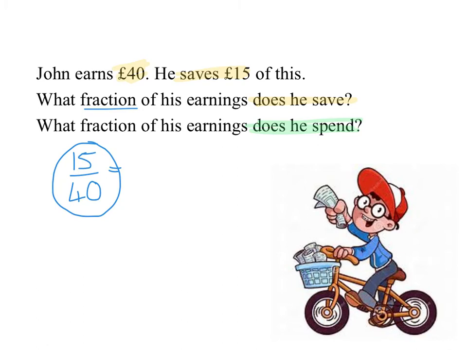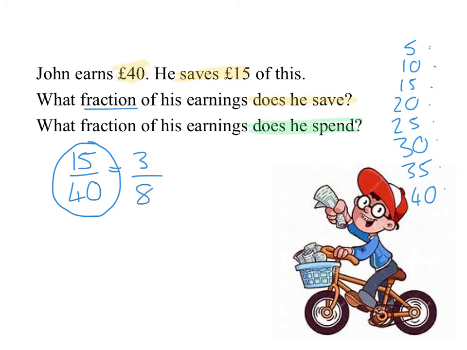How many 5s in 15? Well, let's write the 5 times table. 5, 10, 15, 20, 25, 30, 35, 40. How many 5s in 15? 1, 2, 3. And how many 5s in 40? 1, 2, 3, 4, 5, 6, 7, 8. So this is how much he saves.